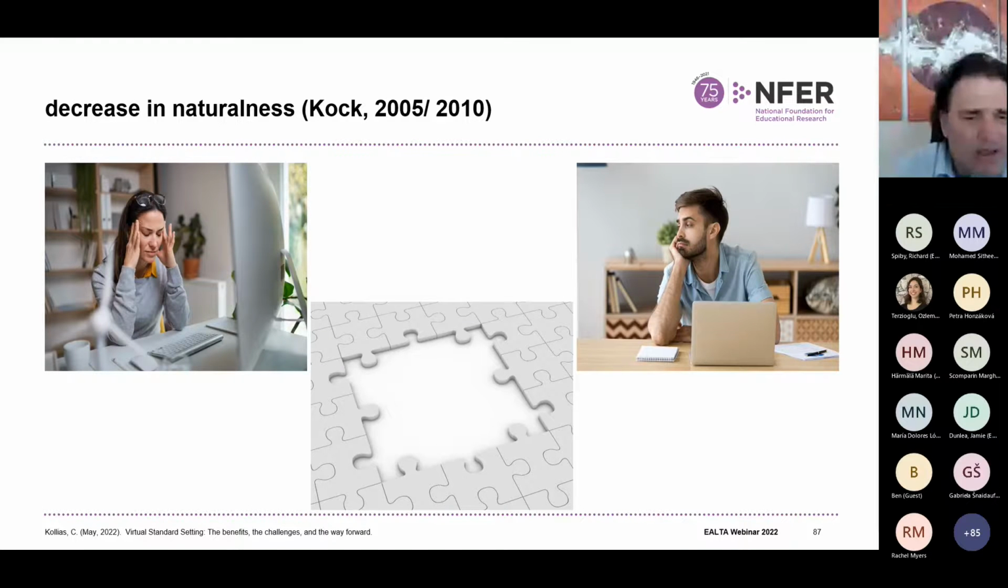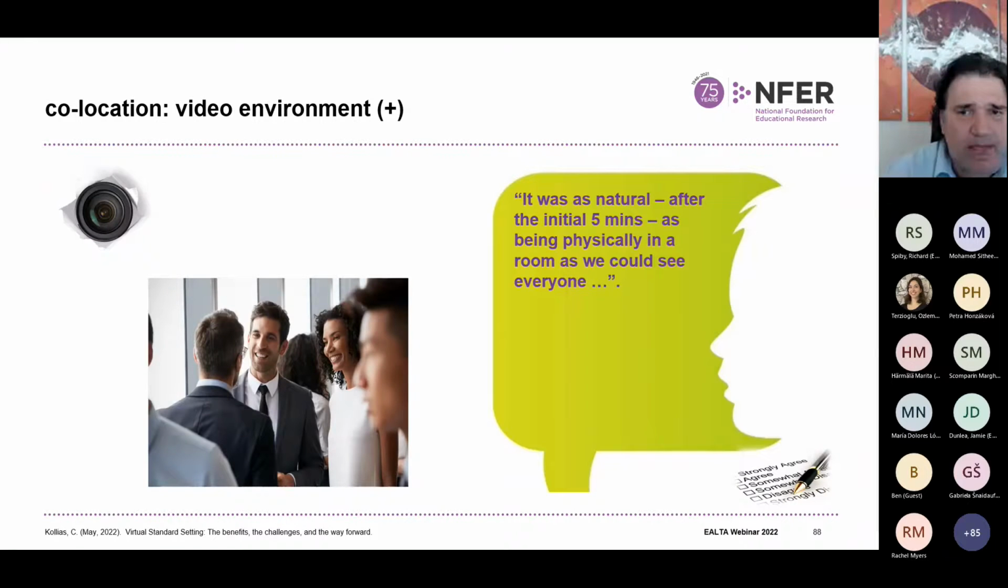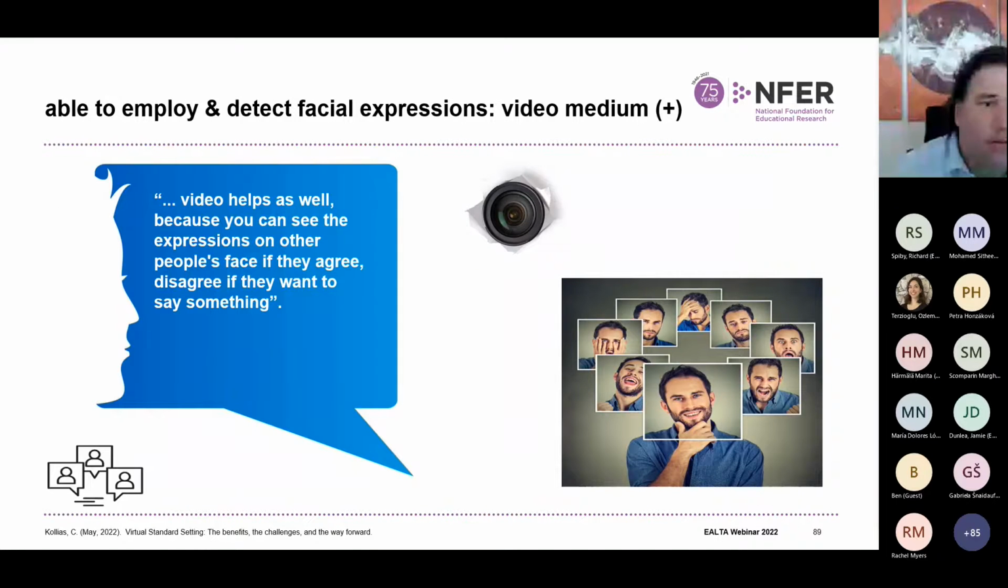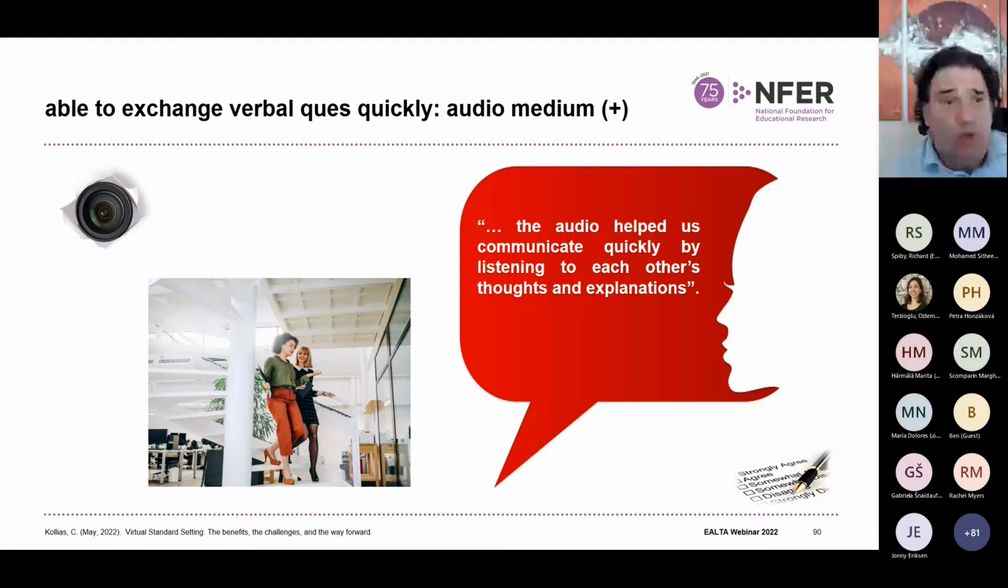Okay. So how does that work? Let's have a look at this. Here's an example of co-location. And this was in the video environment. One of the judges said it was as natural after the initial 5 minutes as being physically in a room, as we can see everyone. Another one said, look, video helps as well because you can see expressions on other people's faces, if they agree, if they want to say something. So employing and detecting facial expressions. This was in the audio medium. The audio helped us communicate quickly by listening to each other's thoughts and explanations.